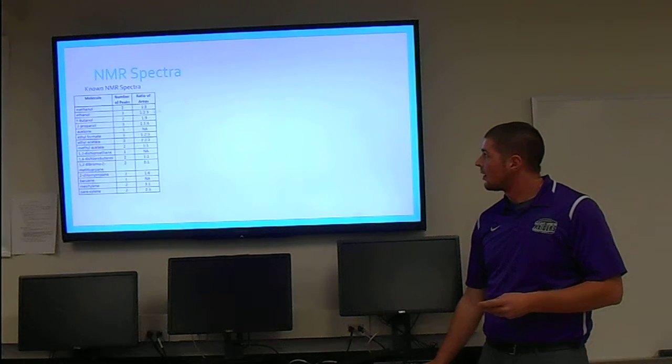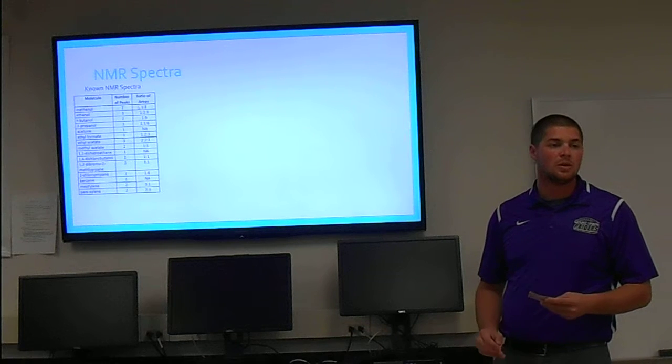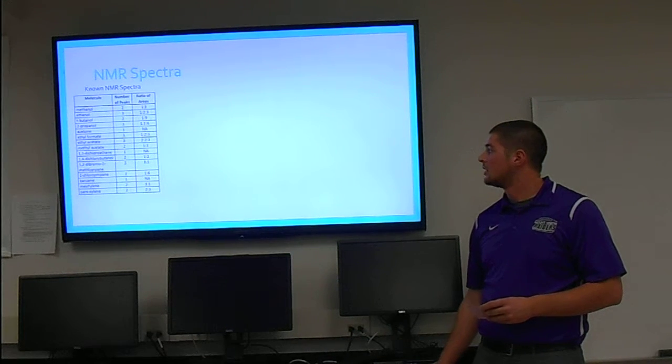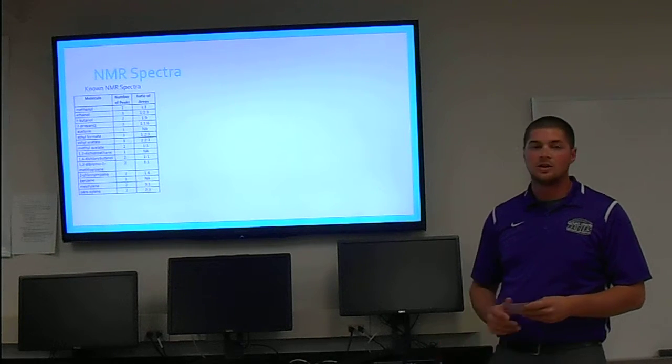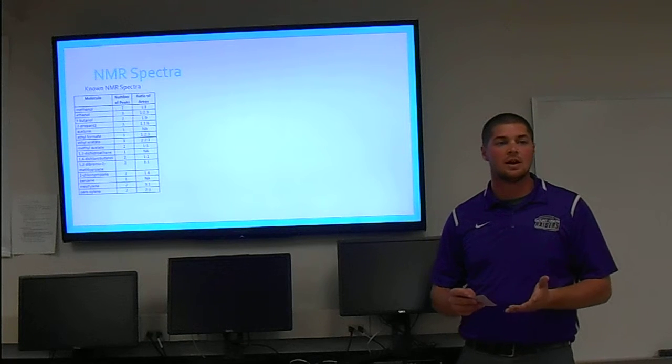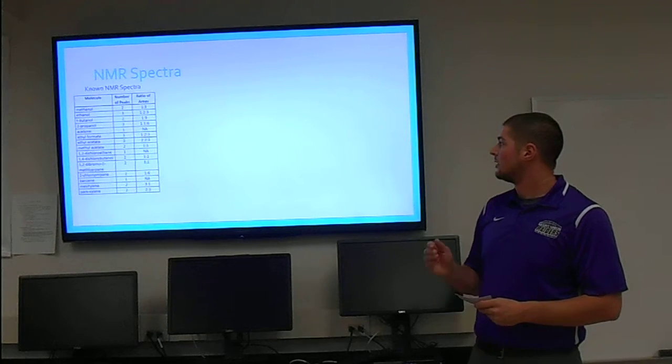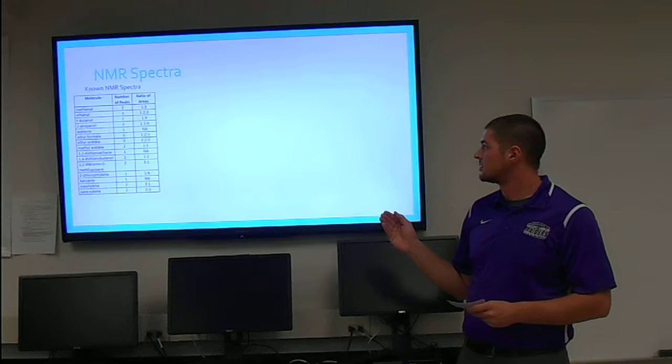Next we have here our known NMR. So we know that we have our 4 compounds remaining right here. These 4 we have left. Now we're on to the NMR to find the number of peaks and the ratios of areas.